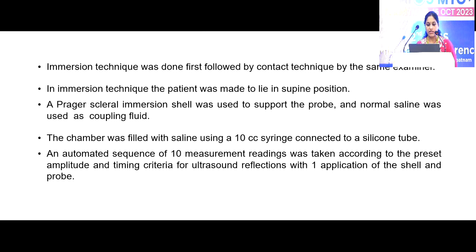A pressure scleral immersion shell was used to support the probe and normal saline was used as coupling fluid. The chamber was filled with saline using a 10 cc syringe connected to a silicone tube. An automated sequence of 10 measurement readings was taken according to the preset amplitude and timing criteria for ultrasound reflections with one application of the shell and probe.